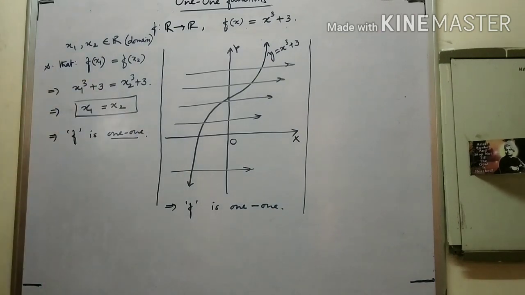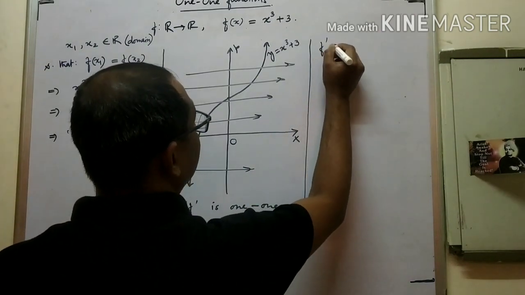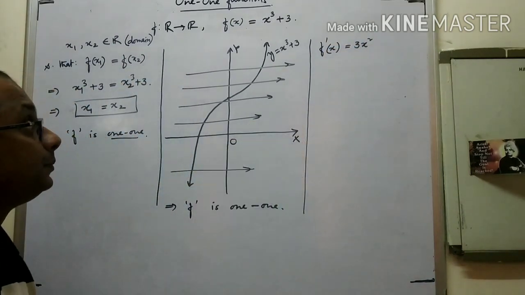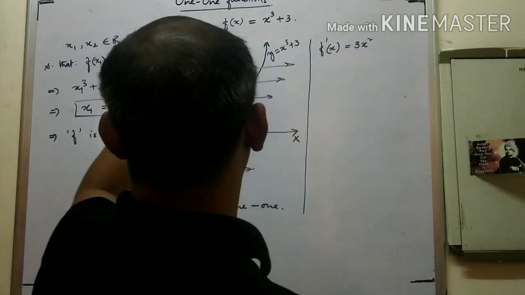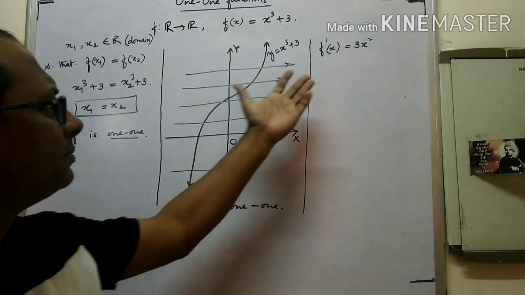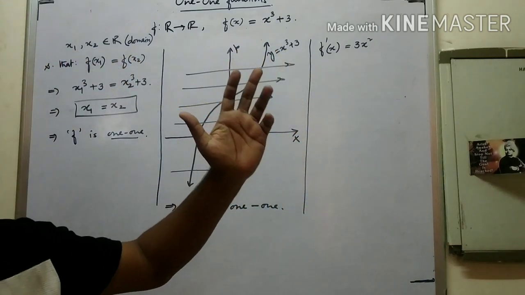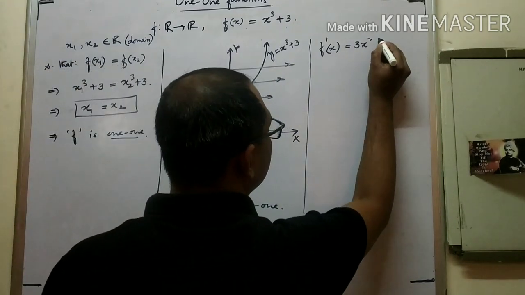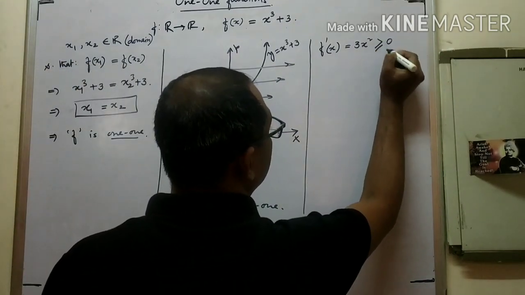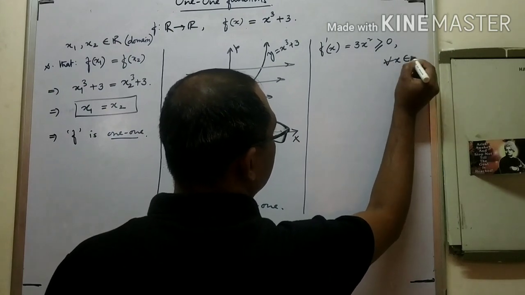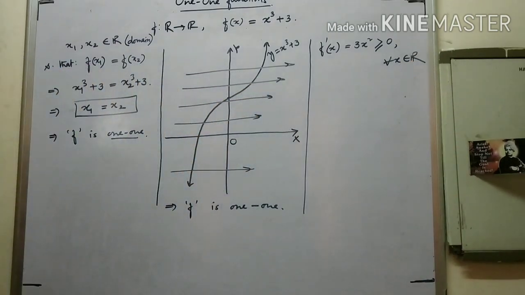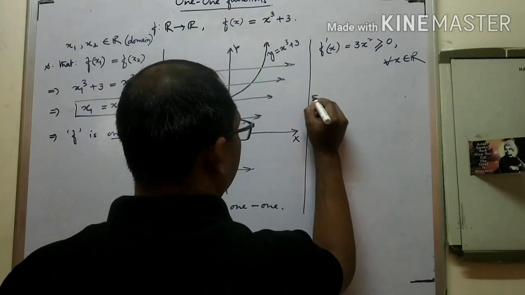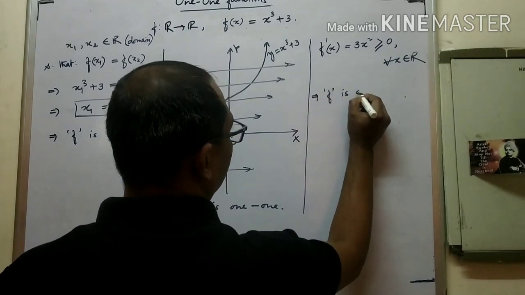In the third method, we'll find f'(x). We get 3x^2. Here x are real numbers, and x^2 is always positive or 0 for all real numbers. So this value will always be greater than or equal to 0 for all x belonging to the domain R. So again f'(x) is positive here, which immediately implies that f is 1-1.